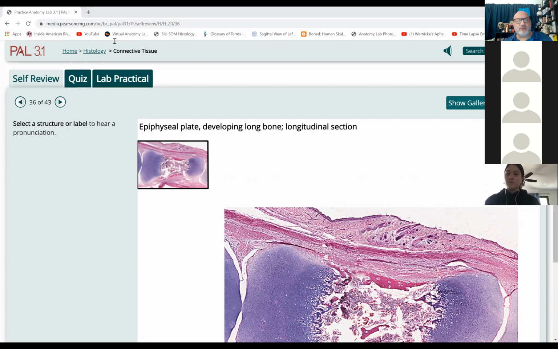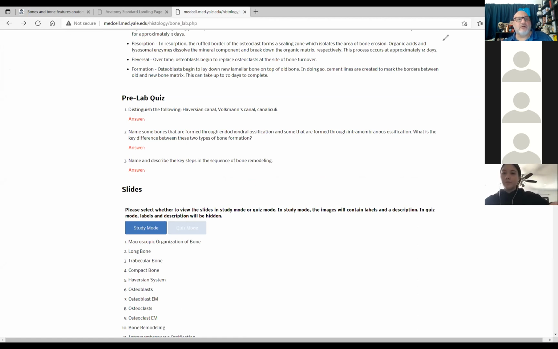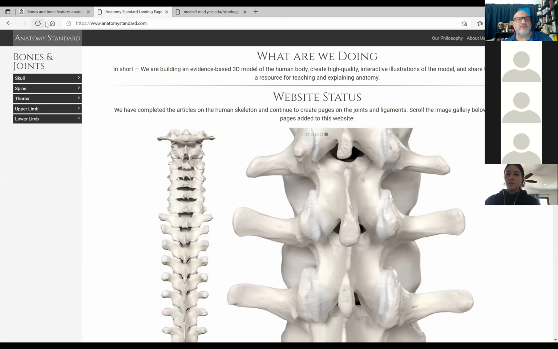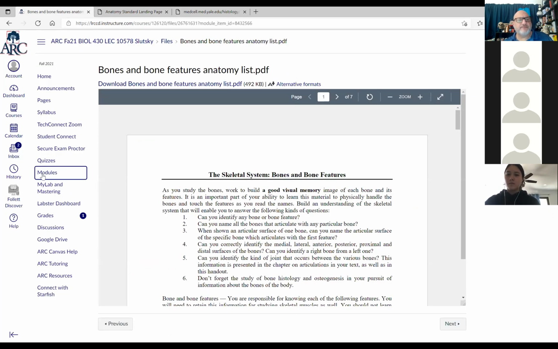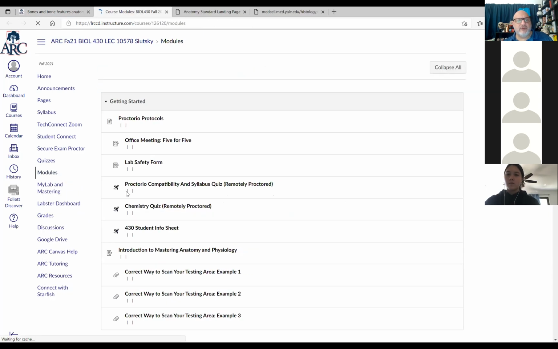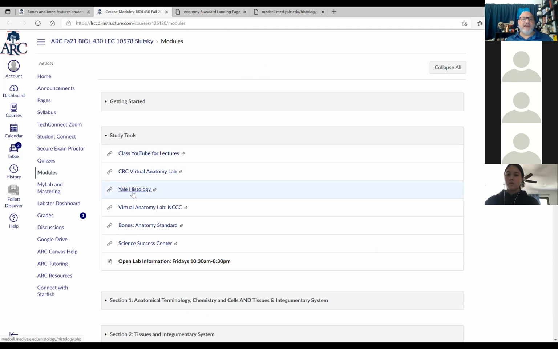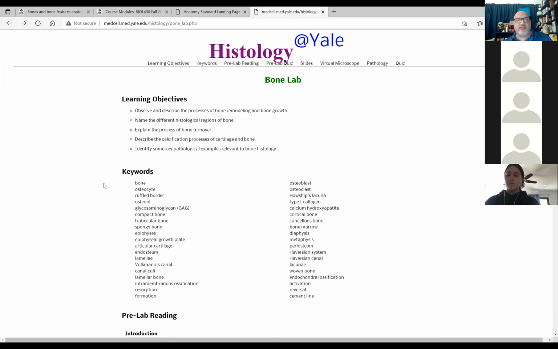But remember that you have some of the other resources as well. When you go back to your modules, under the study guides, they have the Yale histology. When you click on the Yale histology, this is a great resource for histology. Hopefully you took advantage of it for the last test, but if not, start using it now.